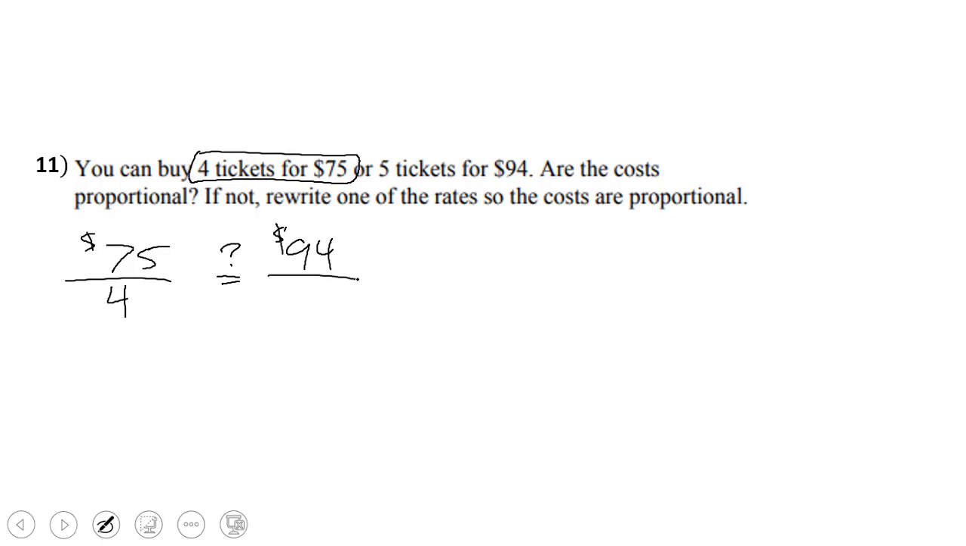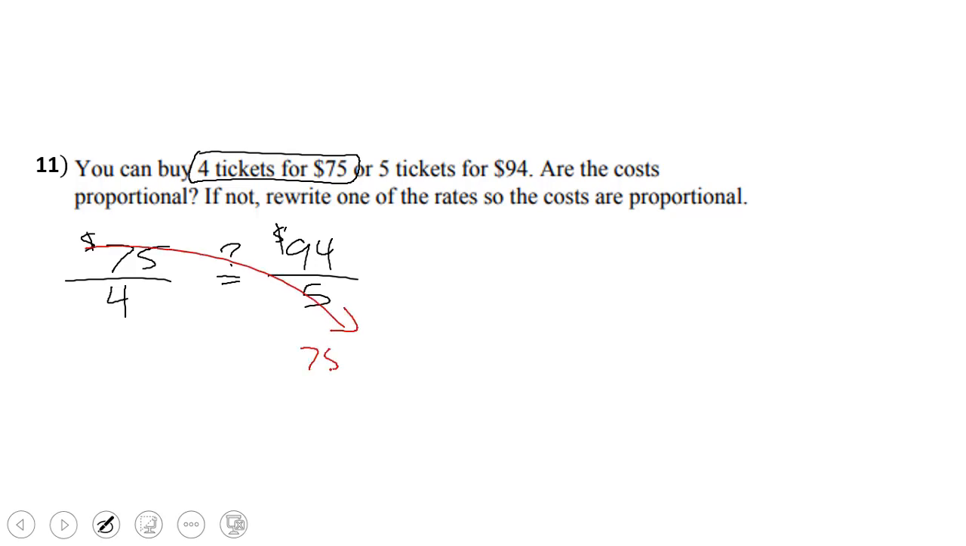$94 to 5 tickets? And again, there's a reason why I'm putting the money over the tickets. You're going to learn this when we get to our next unit. But right now, you could actually write tickets over dollars for both of them and you would get the same answer. But there's a reason why we do things in math, and that's just the way it is. So let's do our cross products and find out.